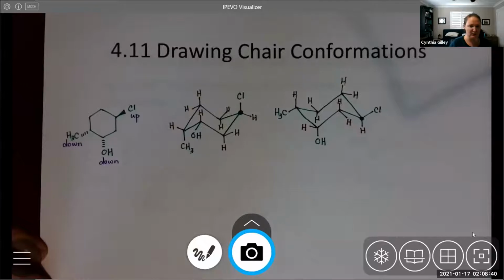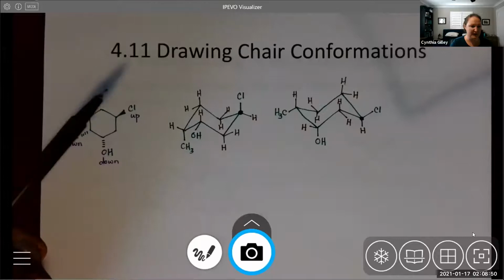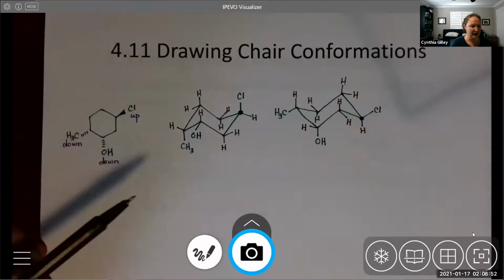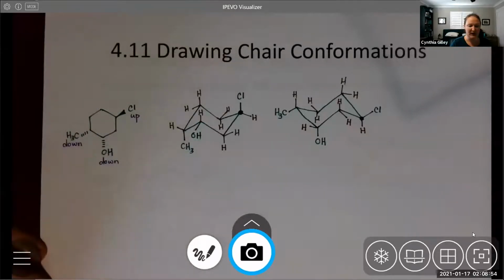Okay, so we have the two different chair conformations here, right? Notice that in both chair conformations, the chlorine is always up because it's on a wedge. The hydroxyl group and methyl are always down because they're on a dash, but they do switch from equatorial to axial and vice versa.